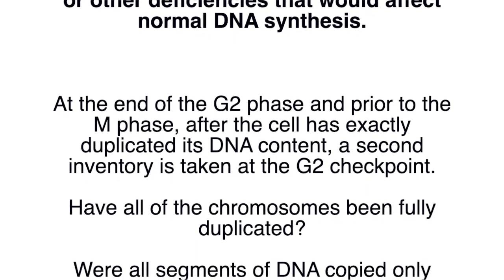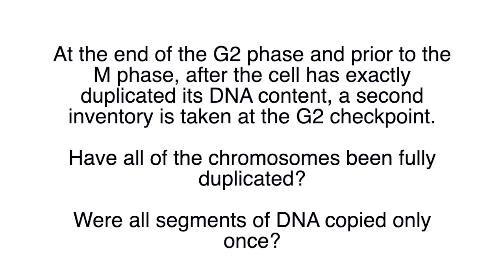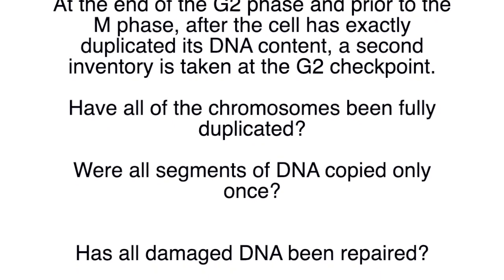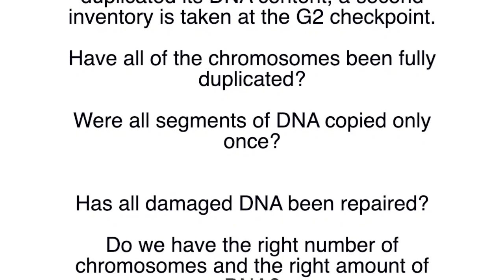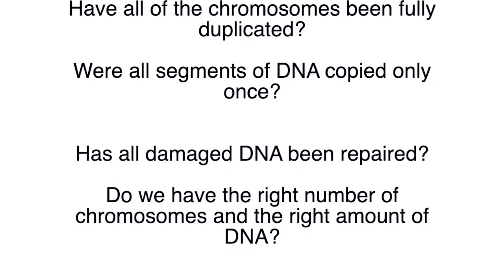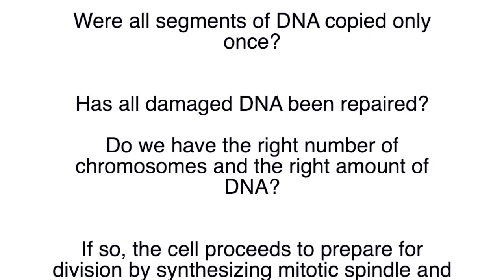Nearly every cancer has one or more defects in the G1 checkpoint that permit progression to S phase, despite abnormalities in DNA repair machinery or other deficiencies that would affect normal DNA synthesis. At the end of the G2 phase and prior to the M phase, after the cell has exactly duplicated its DNA content, the second inventory is taken at the G2 checkpoint.